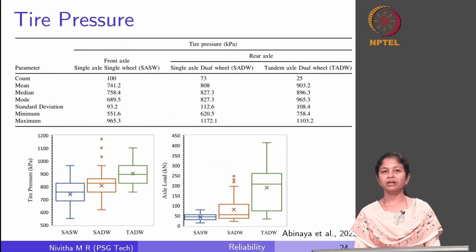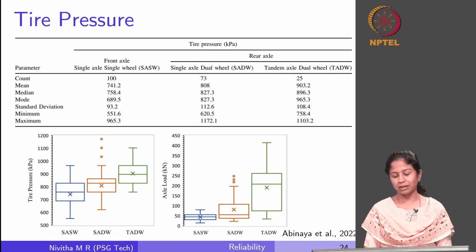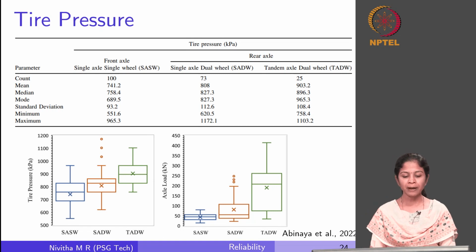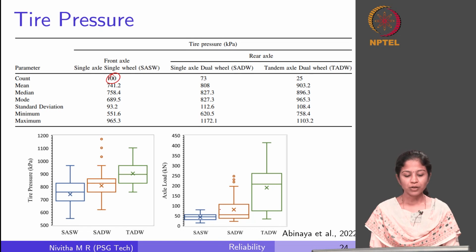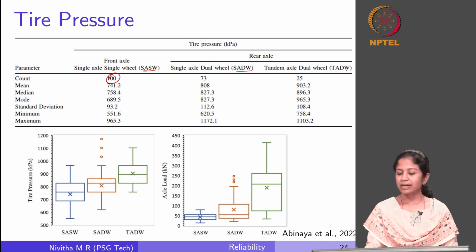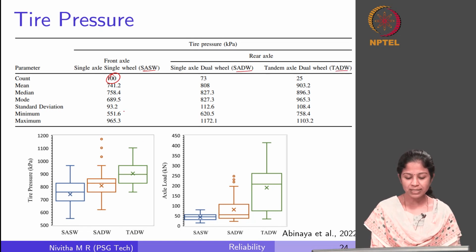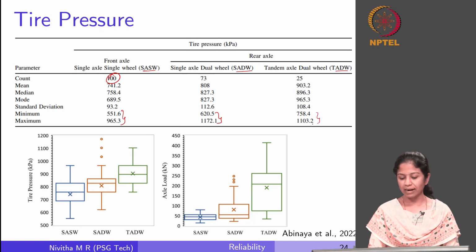Again we have tire pressure. This is from one of our studies which we conducted at a few specific locations in Chennai. The tire pressure data was collected for 100 vehicles. You can see here this is for the front axle, which is single axle single wheel. This is single axle dual wheel, tandem axle dual wheel. You can see the minimum and maximum. The minimum is as low as 551 and the maximum goes up to 965. Similarly for single axle dual wheel and tandem axle.